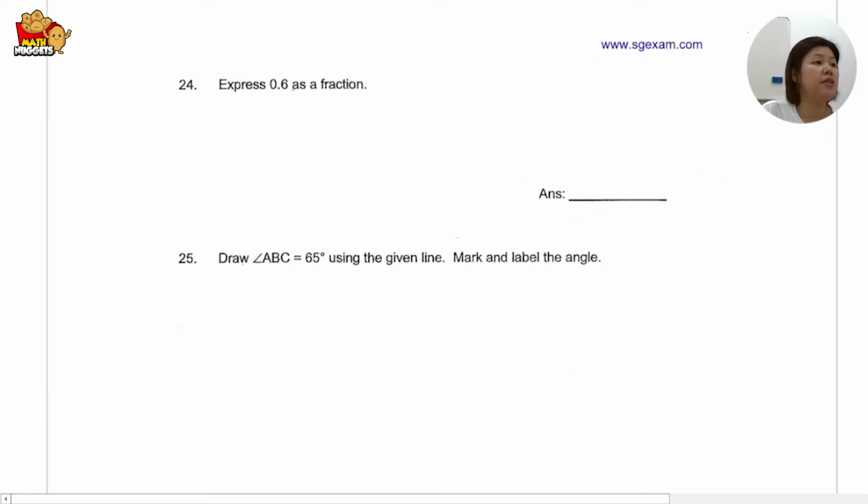Express 0.6 as a fraction. Okay, so decimal 0.6 is in the 10th place, so it's 6/10. Simplest form, you divide it by 2. Divided by 2, it will be 3/5.